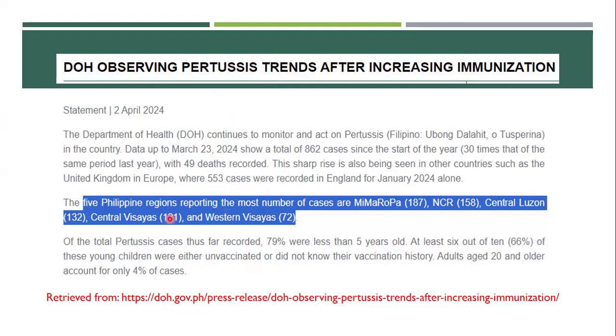Particularly, there are 5 regions having reported the most number of cases: in Mimaropa, in NCR, in Luzon, in Visayas, particularly in Dumaguete, somewhere in Negros, and in Western Visayas.